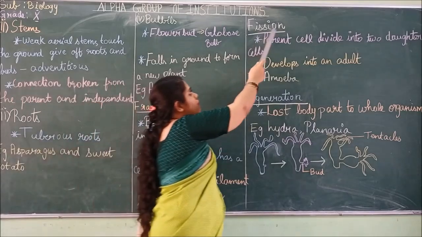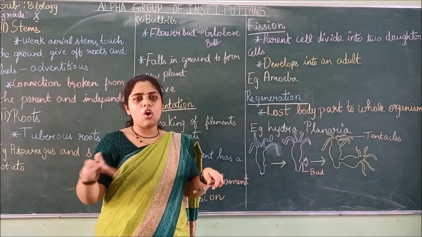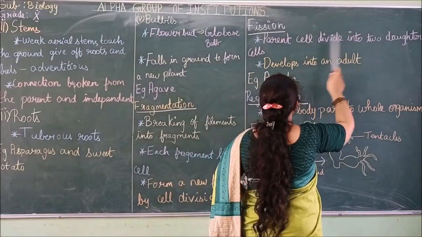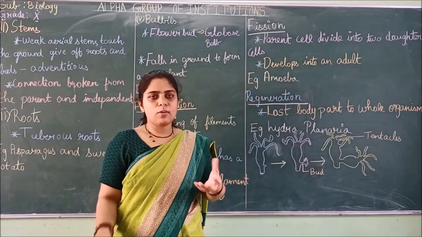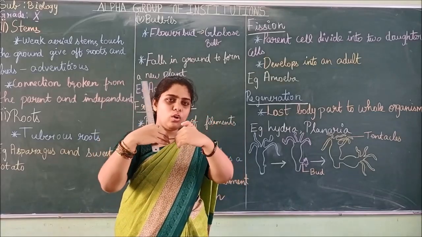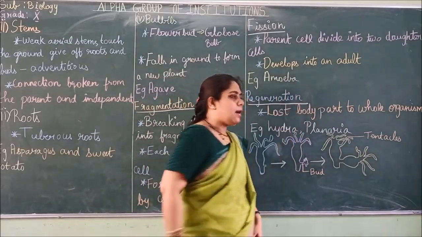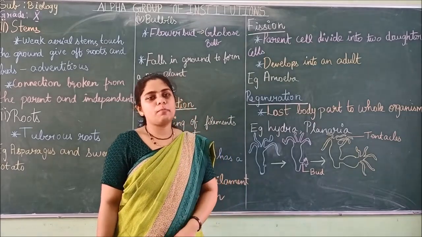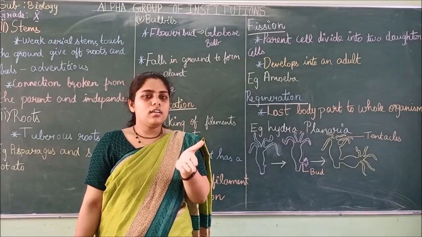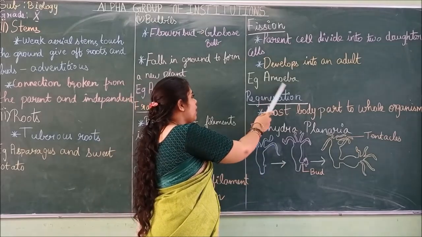Next is the fission method. In this fission method, the cell will elongate and divide into two. The parent cell divides into two daughter cells: the nucleus will elongate, the cell wall will close, and they will separate. Another example is amoeba. In amoeba, binary fission happens. Binary means two by two, so two cells will be formed from binary fission. So the fission method is done in amoeba.